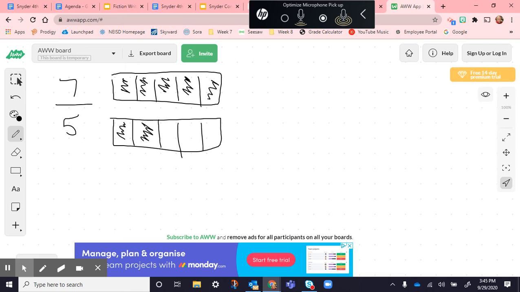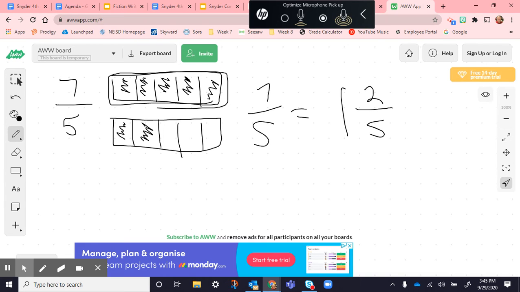Now that I've drawn 7/5, I can easily see that 7/5 is the same as 1 whole and 2/5. This right here, the whole thing is colored in. It's all shaded in. So that's where I got my 1 whole. And the 2/5 comes from here because it's 2 parts out of 5. So 7/5, 1, 2, 3, 4, 5, 6, 7 out of 5 parts, and then 1 and 2/5.